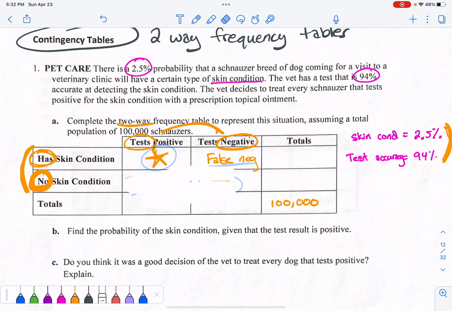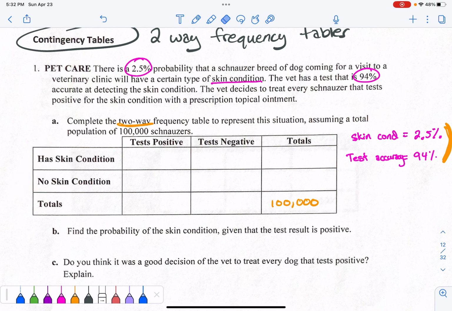All right, so let's crunch some numbers here. First, let's talk about has a skin condition and does not have the skin condition, and figure out those totals from here. If 2.5% have the skin condition, the first thing you need to do is convert that to a decimal. 2.5% is not a decimal right now. We have to move it 2 decimal places, so we have 0.025.